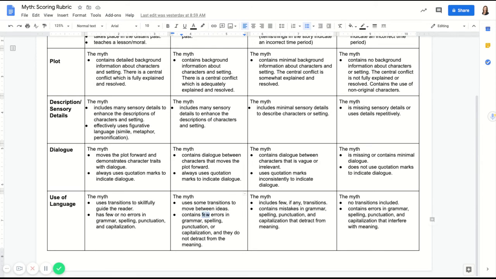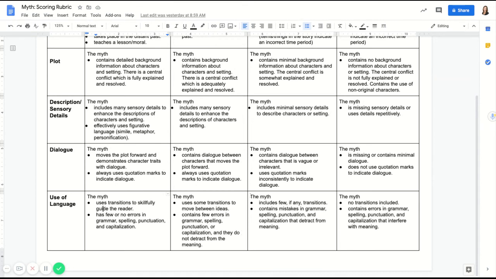Also, the myth contains few errors in grammar, spelling, punctuation, or capitalization, and they do not detract from the meaning. So you can have a few errors and still score an A, but your errors cannot detract from the meaning of your sentences. To earn an above standard in use of language, the myth uses transitions skillfully to guide the reader. Also, the myth has few or no errors in grammar, spelling, punctuation, and capitalization.